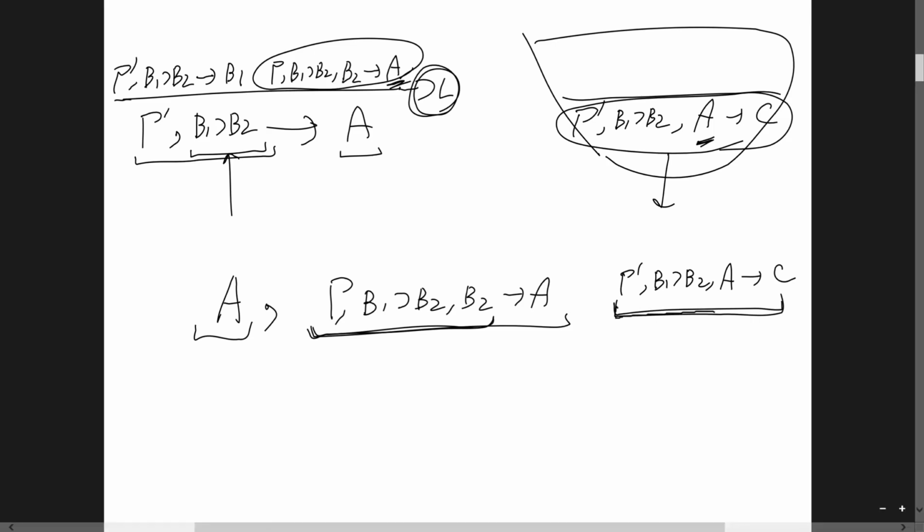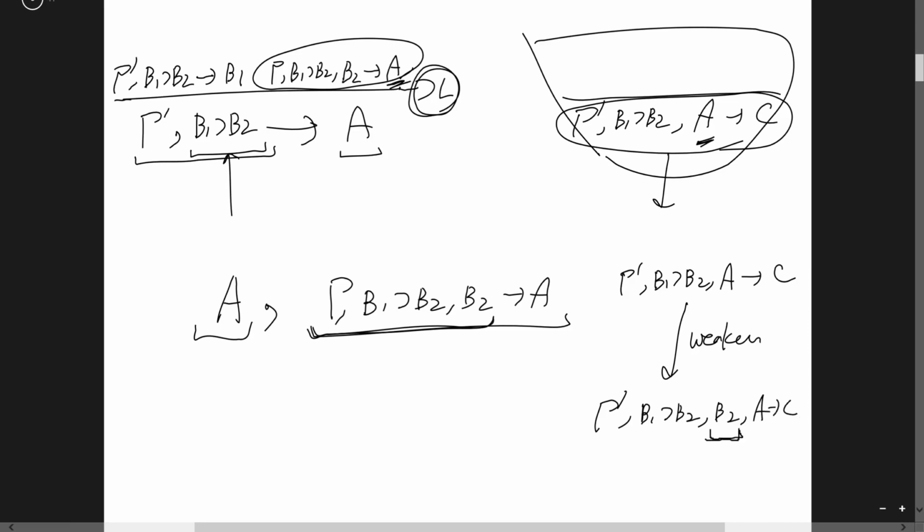So in this sequence here, B2 is missing. So what we do is, similar to the previous case, we weaken it. And then we have gamma prime, B1 implies B2. We weaken with B2 and A arrow C. So we have added this new formula.